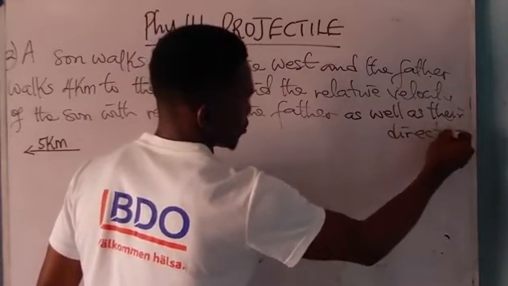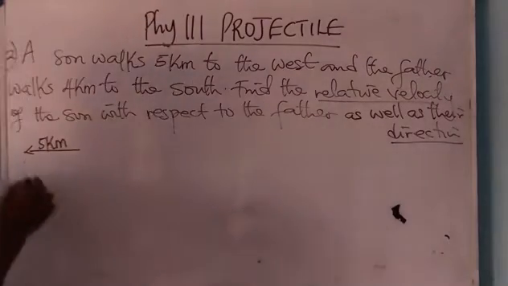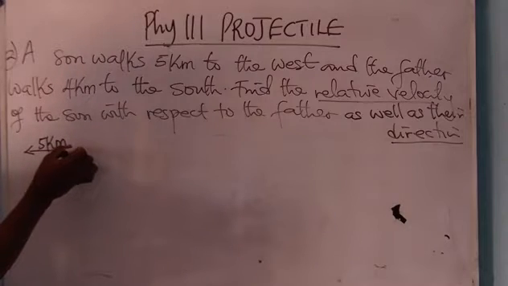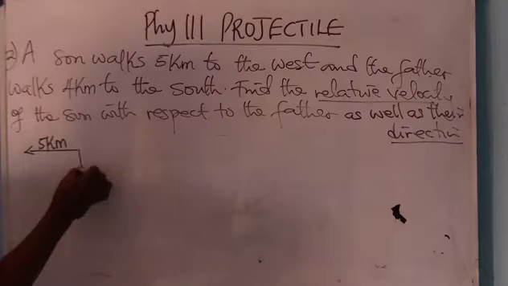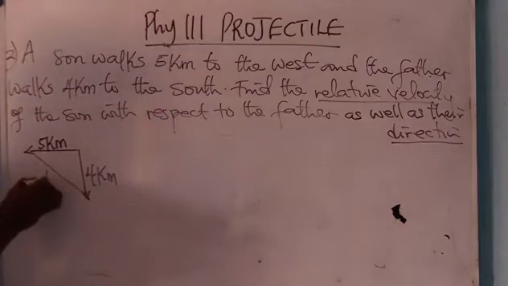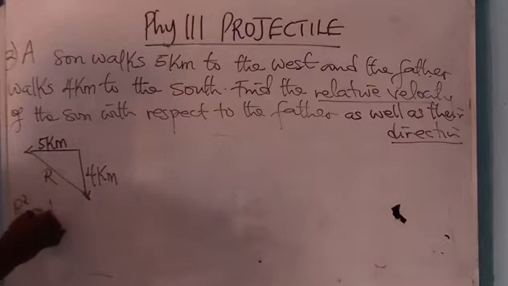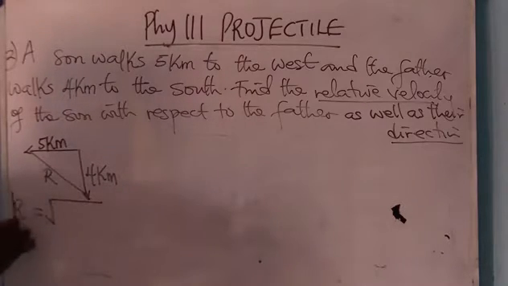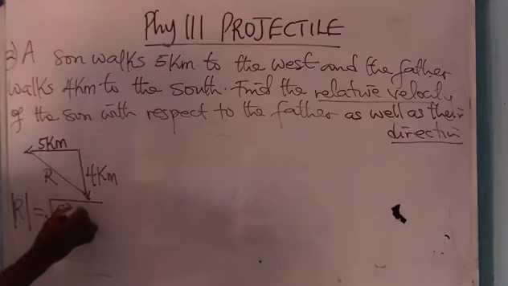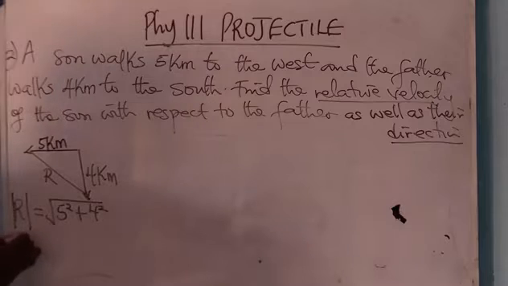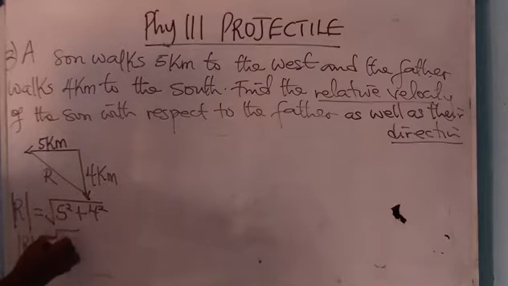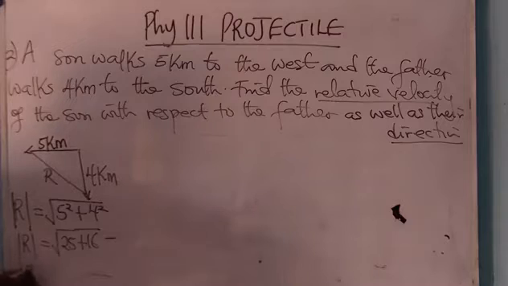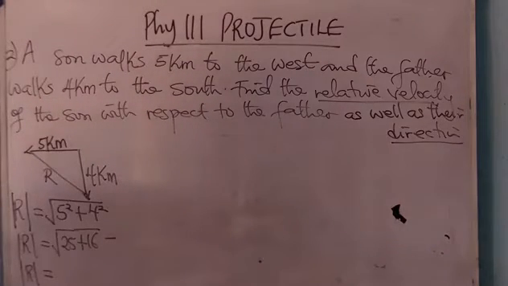Please take note, direction. So we are calculating for the directional relative velocity. Now, we said 5 kilometers to the west, and then 4 kilometers towards the south. So here you say r squared is equals 5 squared plus 4 squared, that is 25 plus 16. Is it 31 or 41?